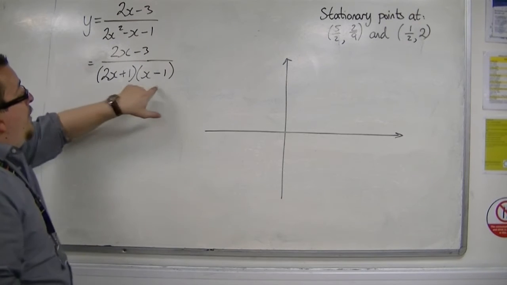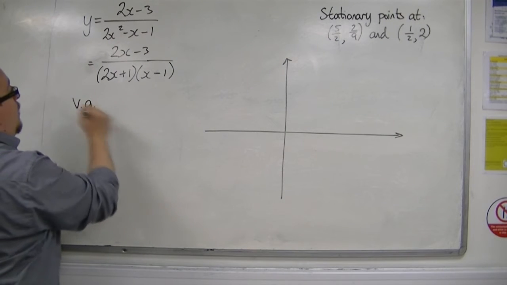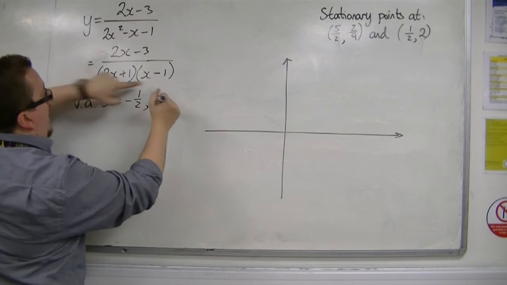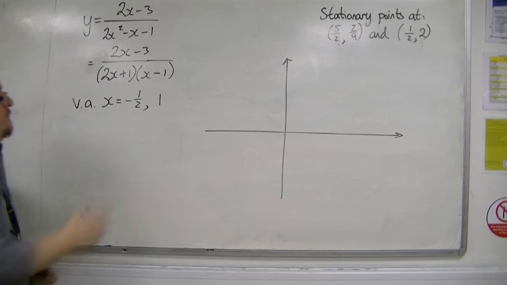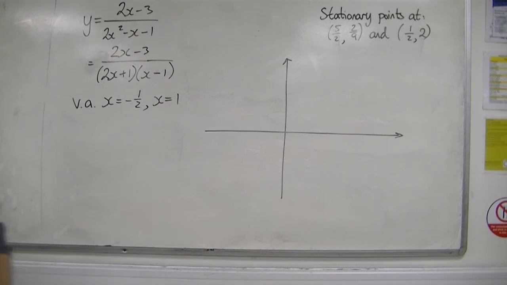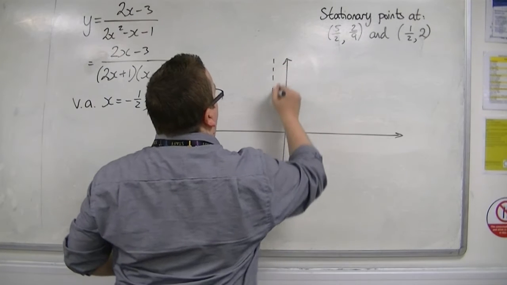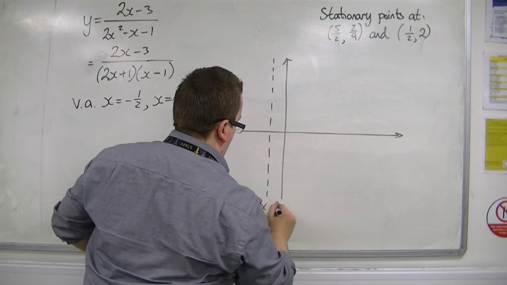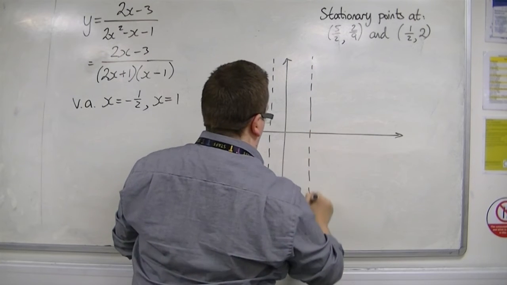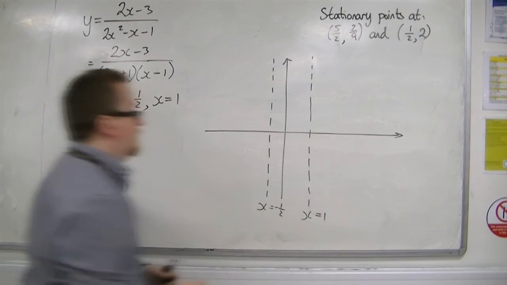So the two vertical asymptotes will occur at x is equal to minus a half and x equals 1. So they are the vertical asymptotes: x equals minus a half and x equals 1.